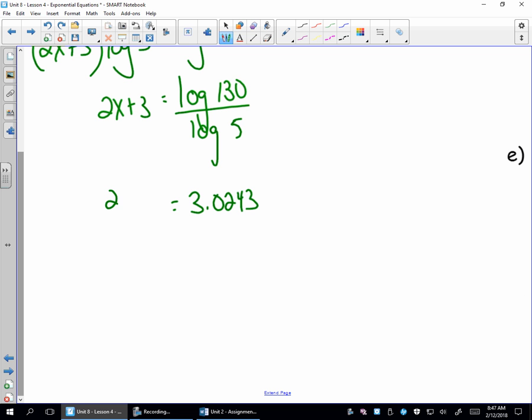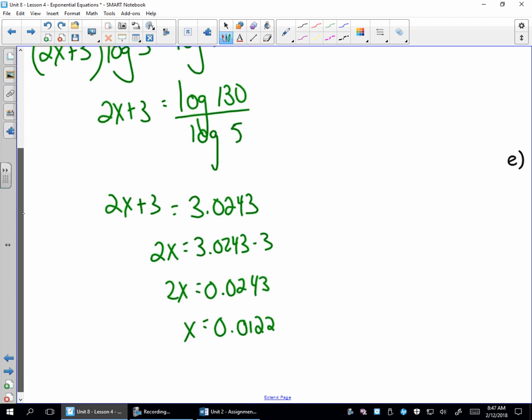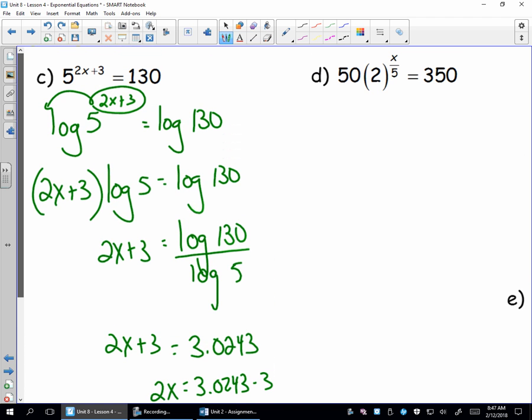3.0243. I still have 2x plus 3 over here. So we need to solve this using our basic algebra stuff. And I got 2x equals 0.0243. There are more decimals than that, but you get the hang of it. And divide it out, and I get 0.122. Okay, so we can have exponents that are made of parts and pieces. It still works the same way.